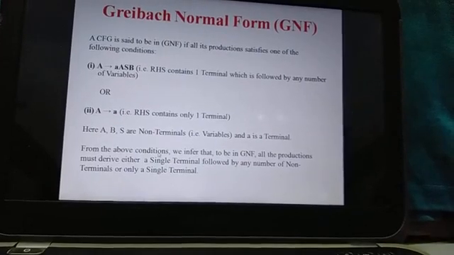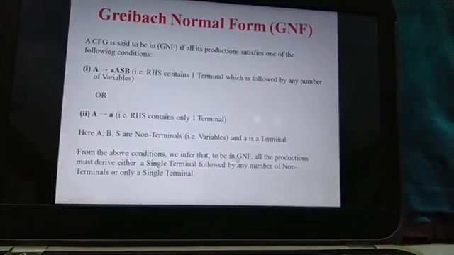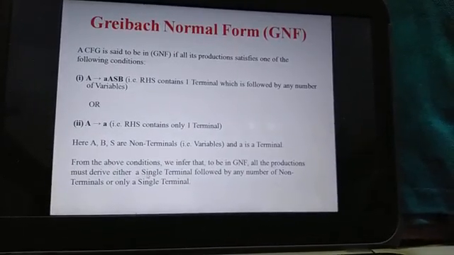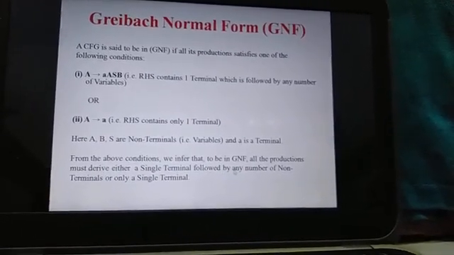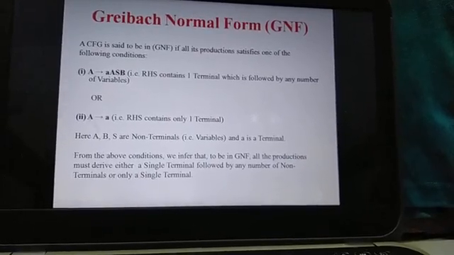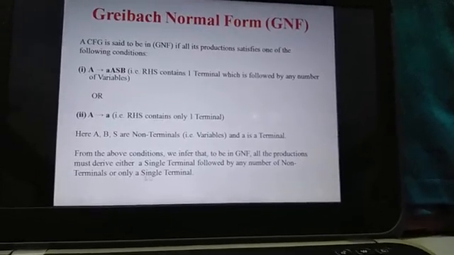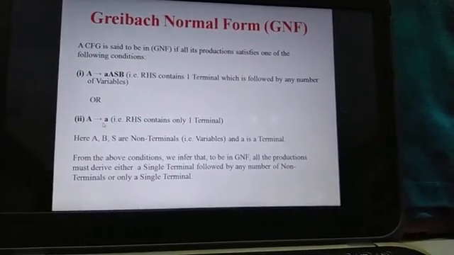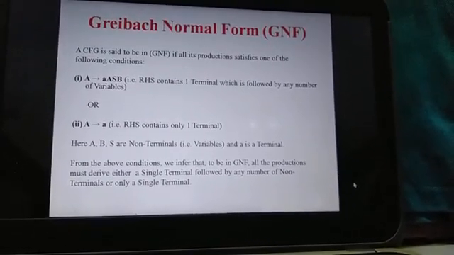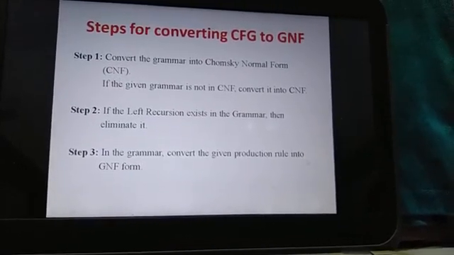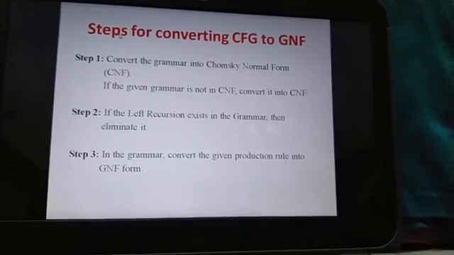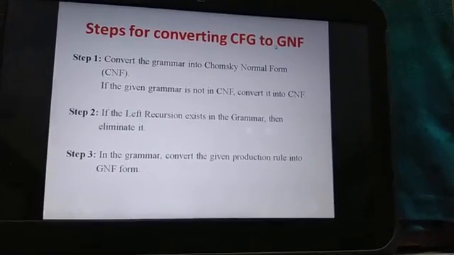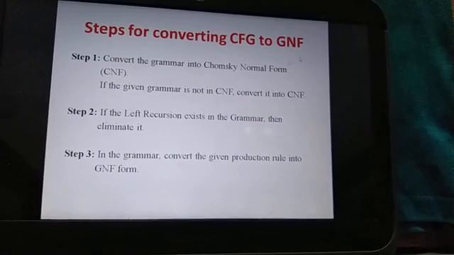From the above conditions we infer that to be in Greibach normal form, all the productions must derive either a single terminal followed by any number of non-terminals, which we already see in condition A, or only a single terminal, which we see in condition B. Now we need to see the steps for converting context-free grammar to Greibach normal form.